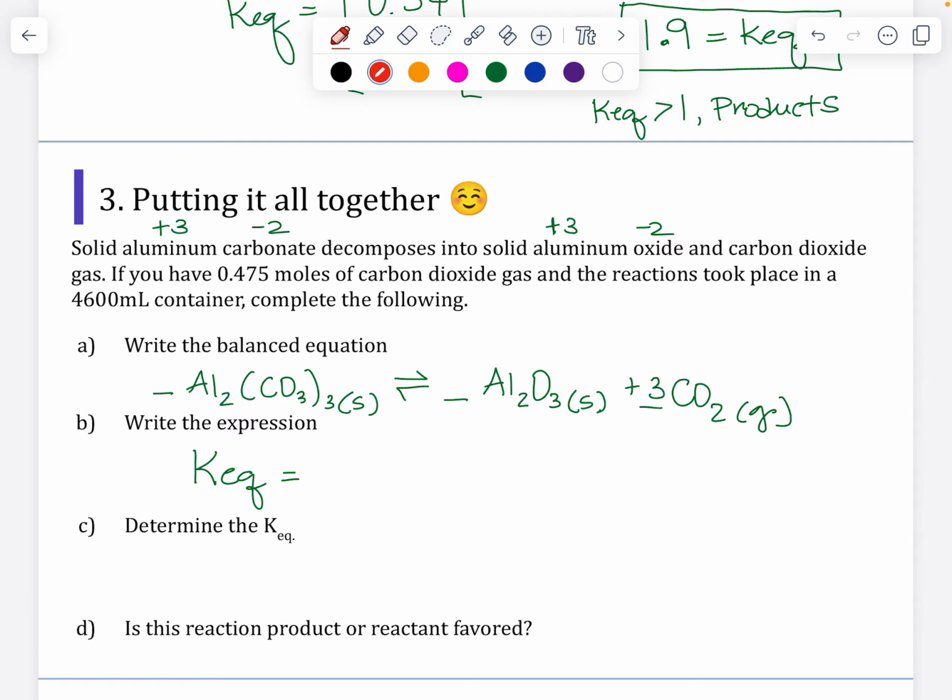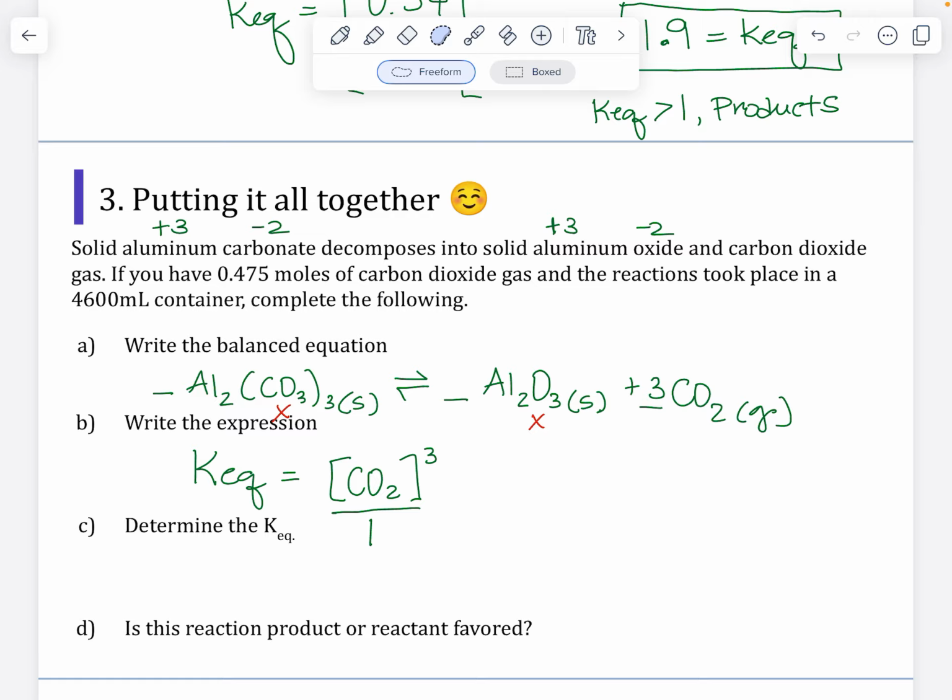I have 2 solids, so those are not going to be included in my expression. But my aqueous CO2, that's a product, so it's going to go in the numerator. CO2 cubed over nothing. I'm not going to put that aluminum carbonate into my KEQ expression because it's a solid. So you can either just leave that with no denominator, but that is over 1. And so we wrote the expression.